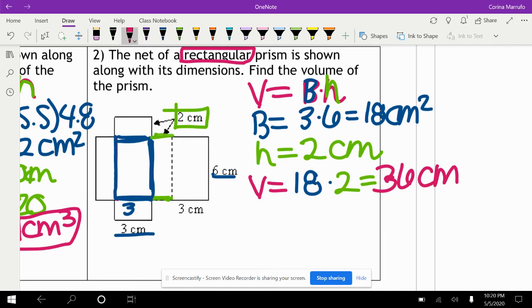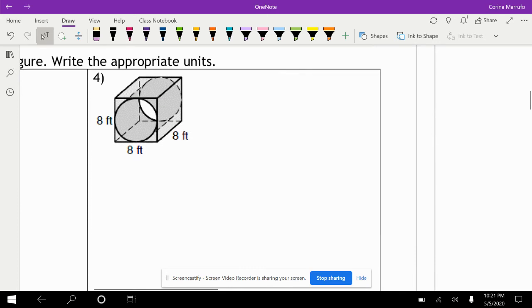36 centimeters squared. Oh, no, not squared. Sorry. Cubed. And that's it. All right, and then there's only one other one that I wanted to cover.